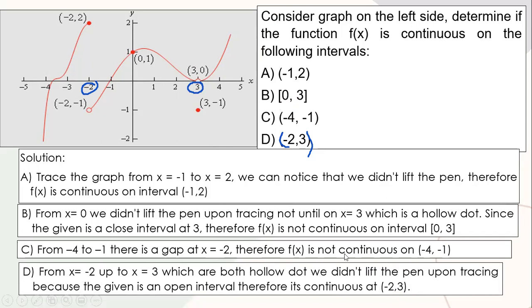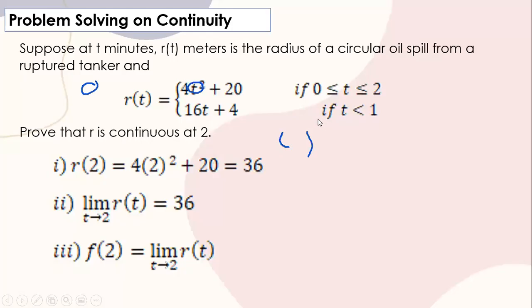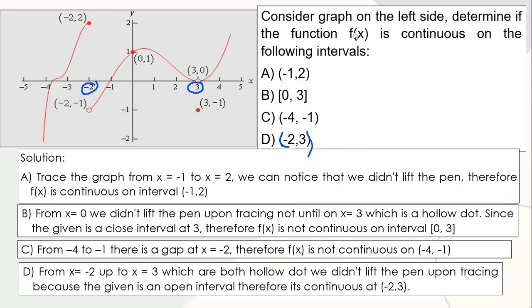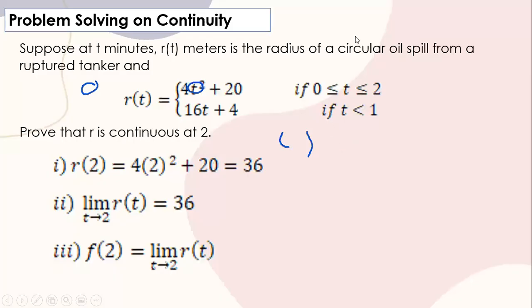Okay, so that's it for the testing of continuity at a given interval, and at a given value c. So now we'll be solving some problems on continuity. So suppose at t minutes, we have r of t meters is the radius of the circular oil spill from a ruptured tank.